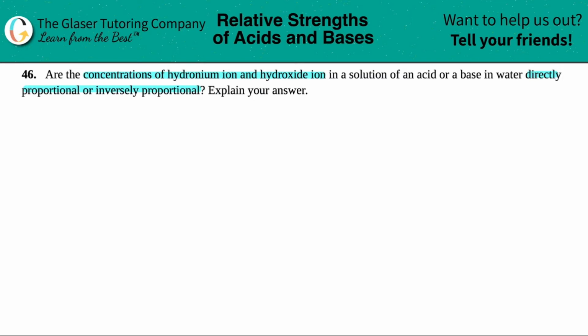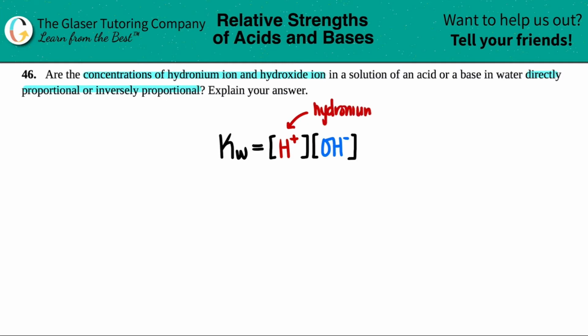There's one formula that links hydronium and hydroxide, and that is this formula right here. It's the Kw formula. Kw equals H plus times OH minus. H plus is hydronium, and likewise OH minus is hydroxide.